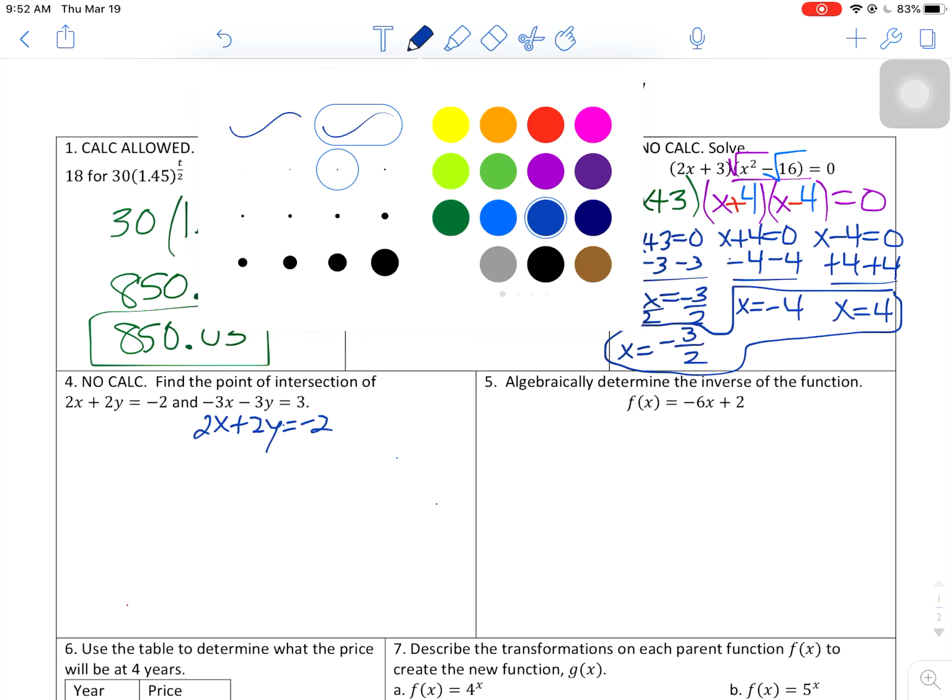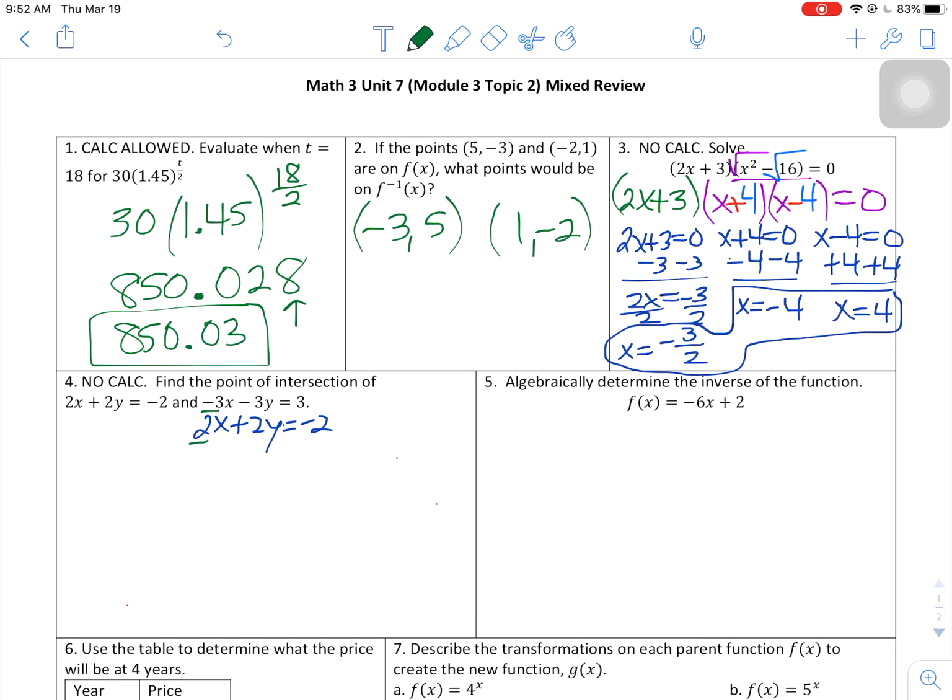So when I look at the x's, I'm looking at the coefficients, negative 3 and 2. I want to use the least common multiple of 2 and 3, and I want to make those x's have opposite coefficients. To get the least common multiple, I would list out multiples of 2 and 3, and then find the smallest number they have in common. Multiples of 2 are counting by 2: 2, 4, 6, 8, etc. Multiples of 3 are counting by 3: 3, 6, 9, etc. So the smallest multiple they have in common is 6.